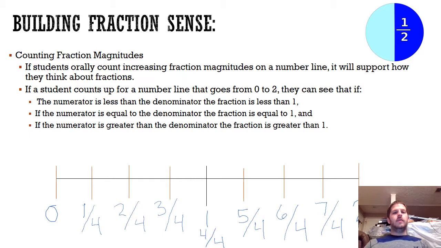Counting fraction magnitudes. If students orally count increasing fraction magnitudes on a number line, it will support how they think about fractions. If a student counts up for a number line that goes from 0 to 2, they can see that if the numerator is less than the denominator, the fraction is less than 1. If the numerator is equal to the denominator, the fraction is equal to 1. And if the numerator is greater than the denominator, the fraction is greater than 1.